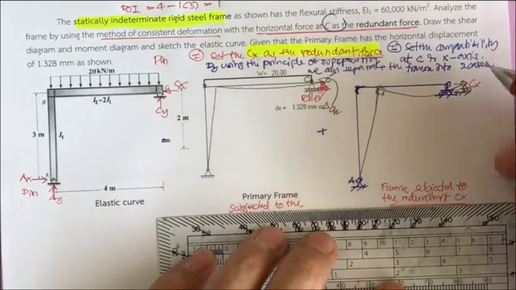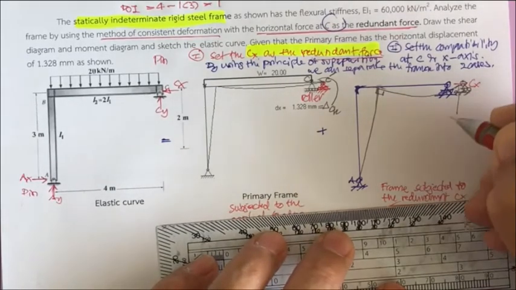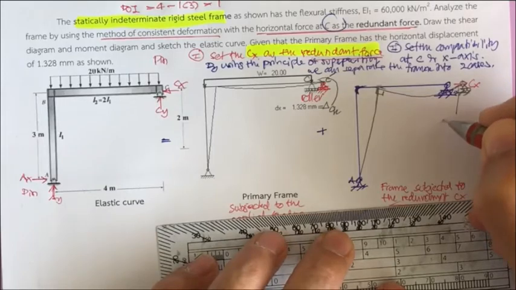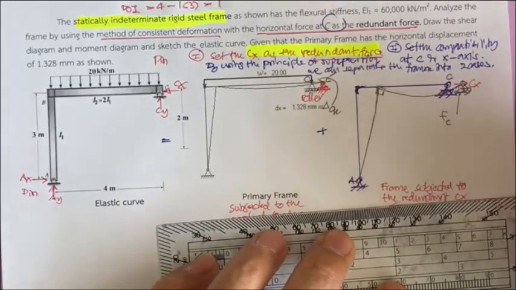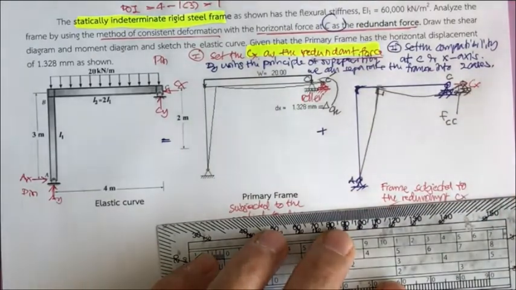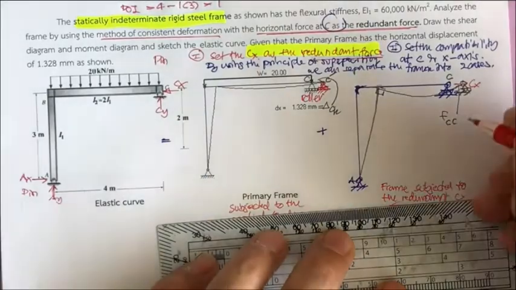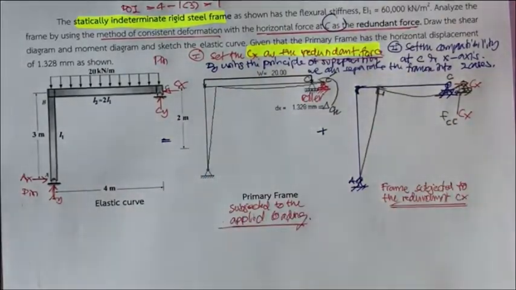What happens is the deformation here cannot be computed directly because C sub x is unknown. So if we set C sub x equal to 1, we can determine the deformation at point C due to the applied force at C, that is, if x equals 1. If the total of C sub x is applied, the deformation over here is going to be equal to this.